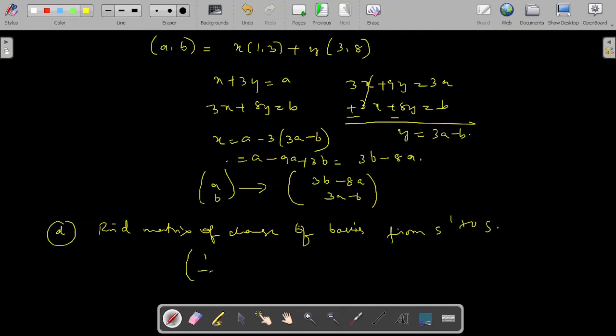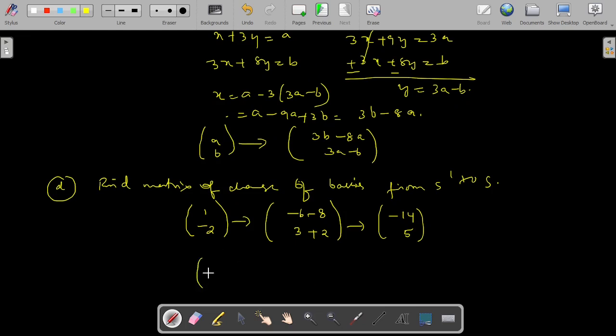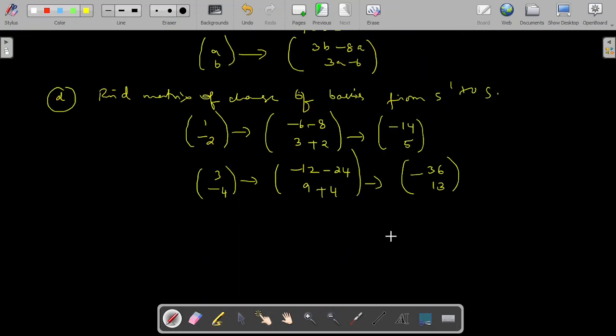Therefore, find now. S vectors are 1 minus 2. What are the coordinate vectors? That is minus 6 minus 8, and here 3 plus 2. That gives you minus 14 and 5. Similarly, the coordinate vector of another vector of S, 3 minus 4, goes to minus 12 minus 24, then 9 plus 4. This goes to minus 36 and 13. Hence, you write the matrix of change of basis: minus 14, 5, minus 36 and 13.